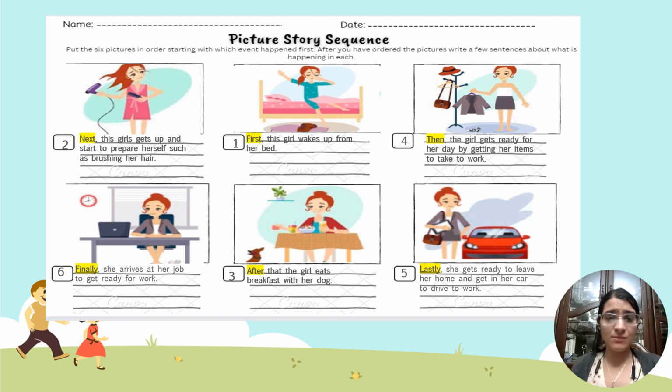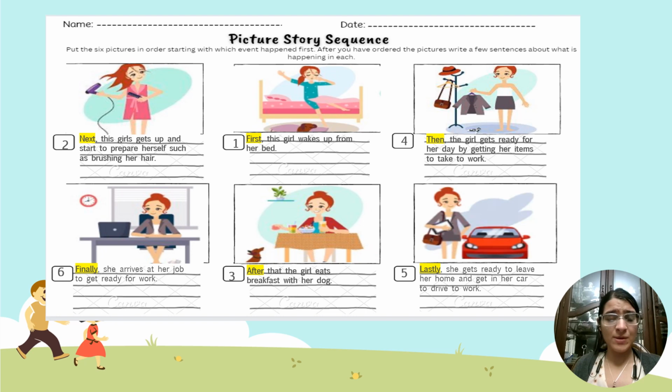For the next scene, what do you think? You would have breakfast. So in this case, the fifth image of the girl eating breakfast with her dog would be the third scene. So then what would we write out? After that, the girl eats breakfast with her dog. The next scene would be which of the following remaining images? Well, after you get breakfast, you dress up to go out, right? So then it would be the third image of the girl getting her items to get ready for work. This would be the fourth scene, and we will write, then the girl gets ready for her day by getting her items to take to work.